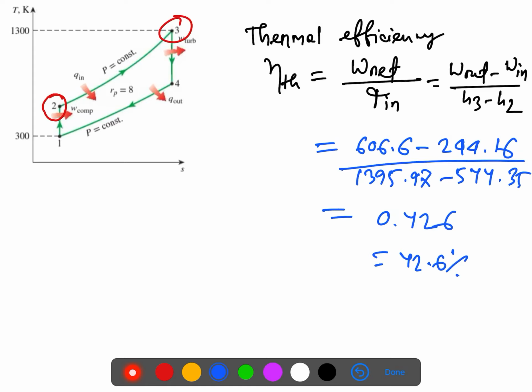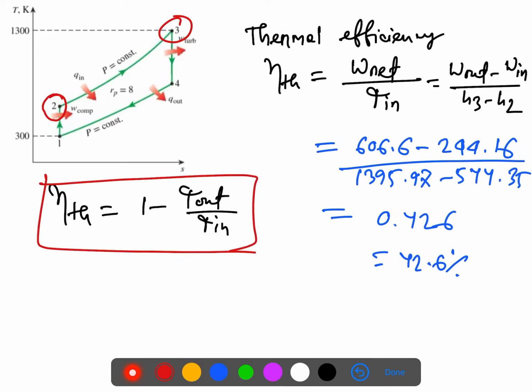So that's the thermal efficiency of this cycle. We can actually use some other formula to calculate the efficiency. So there is another formula. The thermal efficiency is 1 minus the heat out over the heat in. So if you want, you can use this formula as well. You already know the heat in here. You need to know the heat out.